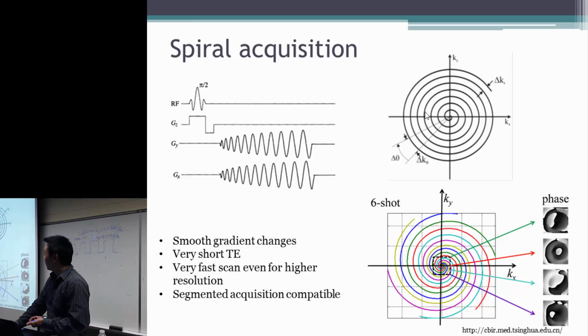Because this is actually just a continuous acquisition of the whole k-space in one single shot, sometimes it can even be faster than the normal EPI. And it is also compatible with segmented acquisition so that we can collect much higher resolution imaging.